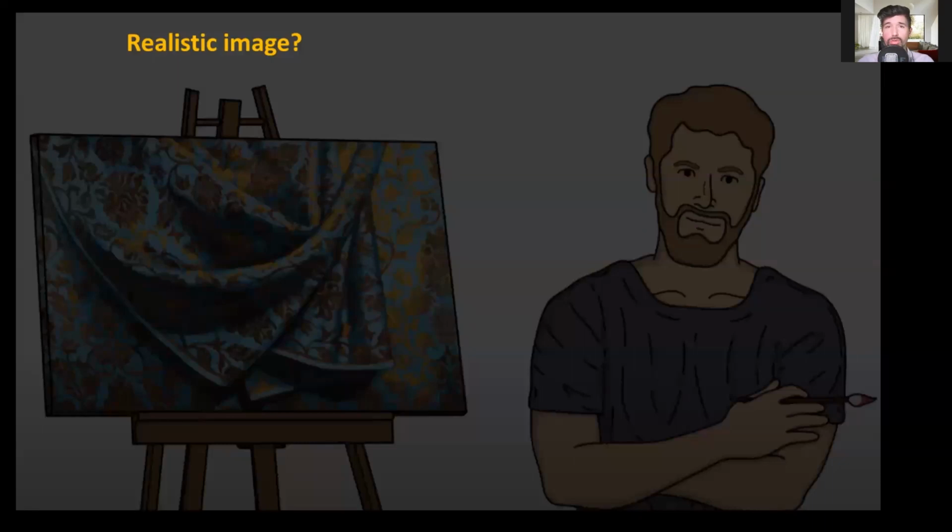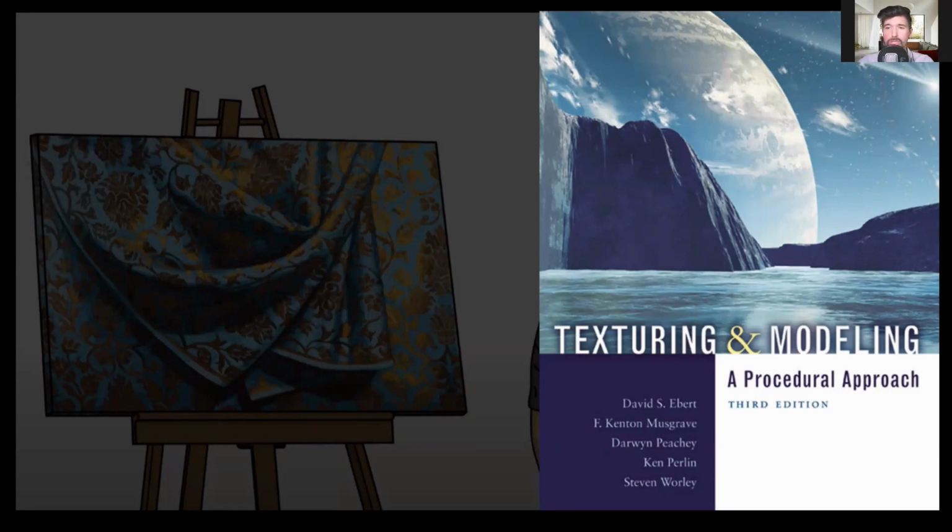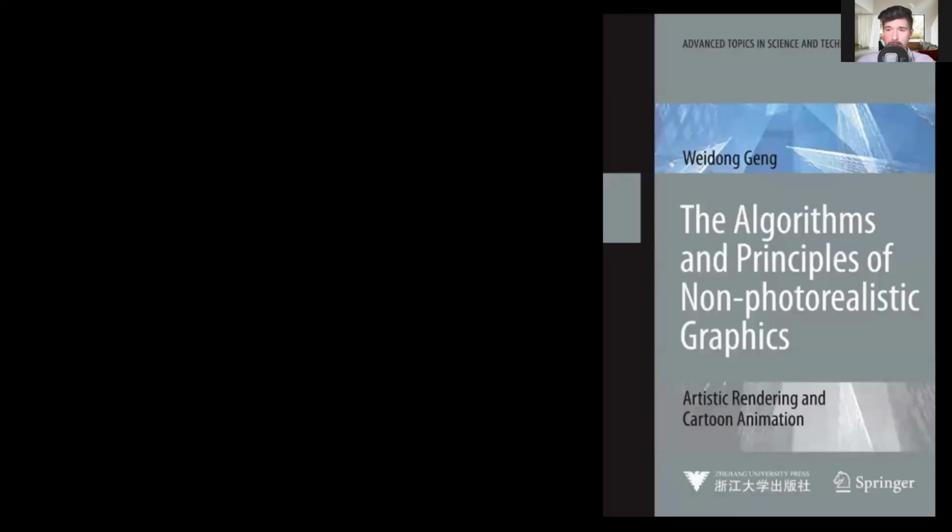So we can dive into this topic of realistic depictions by trying to understand what a realistic depiction or a realistic image is. And we can take a look at this book, Texturing and Modeling: A Procedural Approach, where it is said that a realistic image is an age-old question in art, but a contemporary question in computer graphics, for obvious reasons. We can take another glance at Algorithms and Principles of Non-Photorealistic Graphics and try to combine the cumulative knowledge from these two books in order to try and understand what a realistic depiction is.